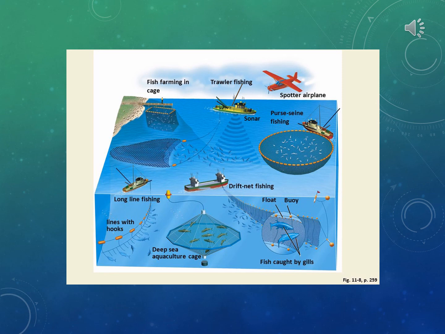We can also use artificial methods, or what's called aquaculture, to raise fish. We can do that through fish farming in cages near the coast, as you see in the top left. Or if you look in the bottom center, you may use deep sea aquaculture cages if those fish are particularly designed for deep sea areas.